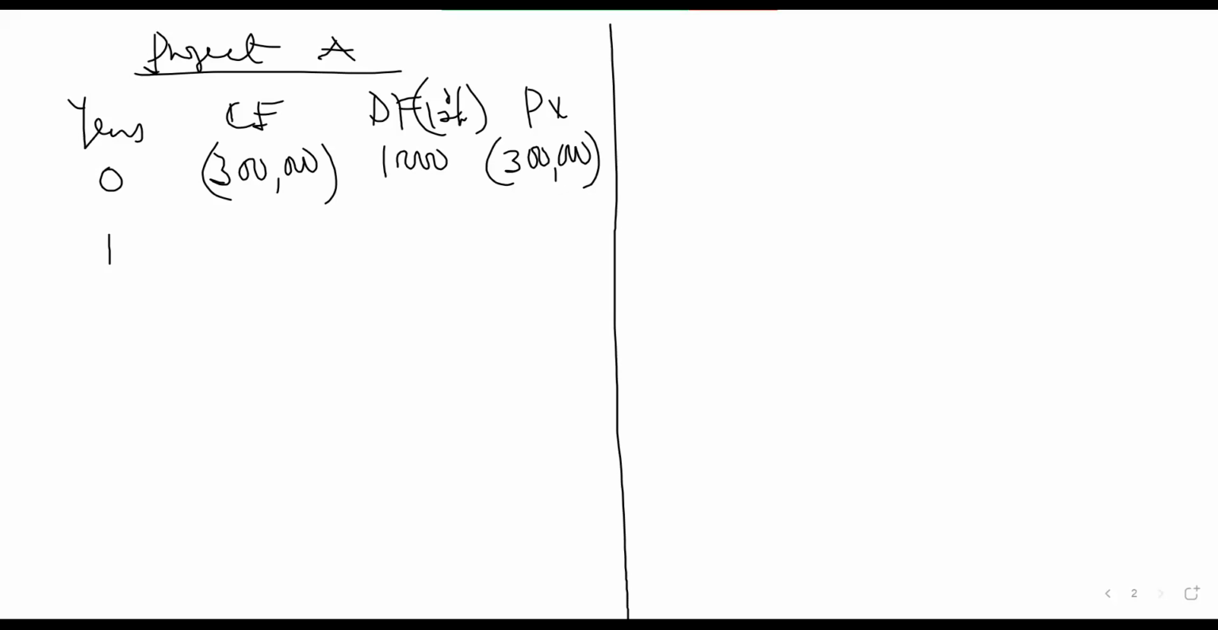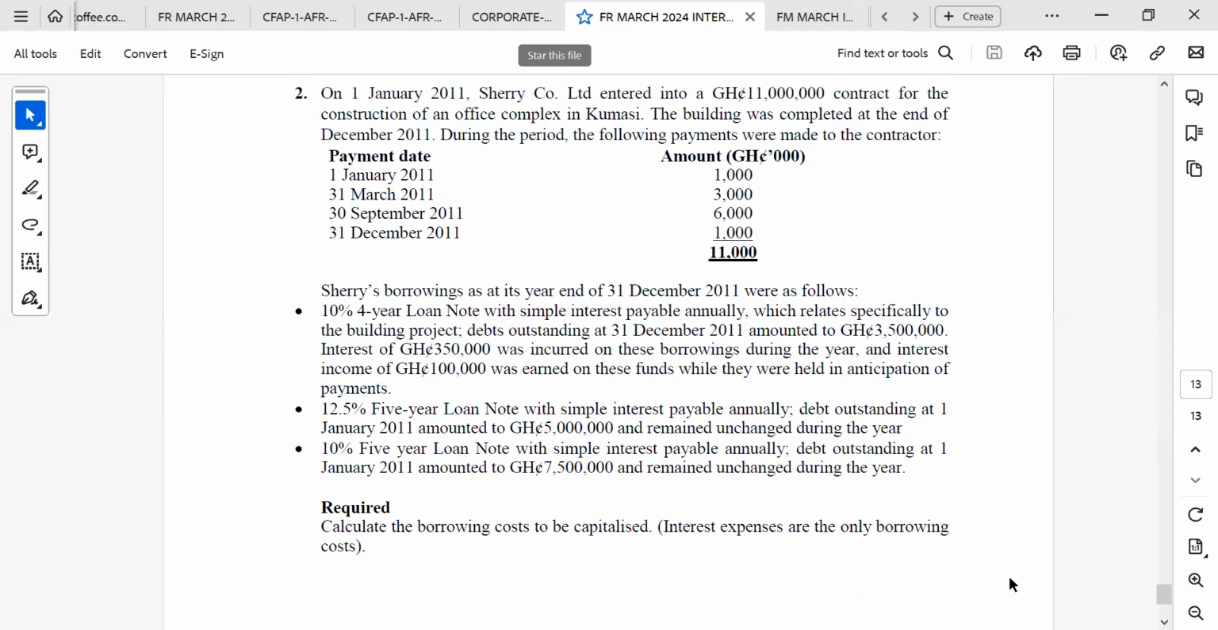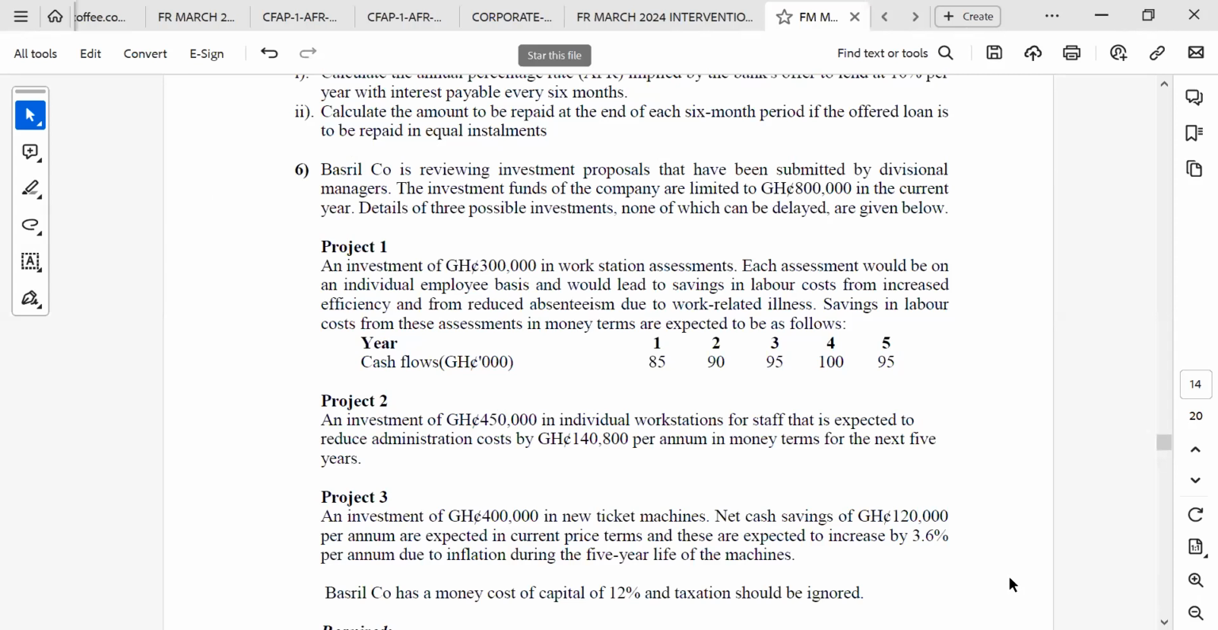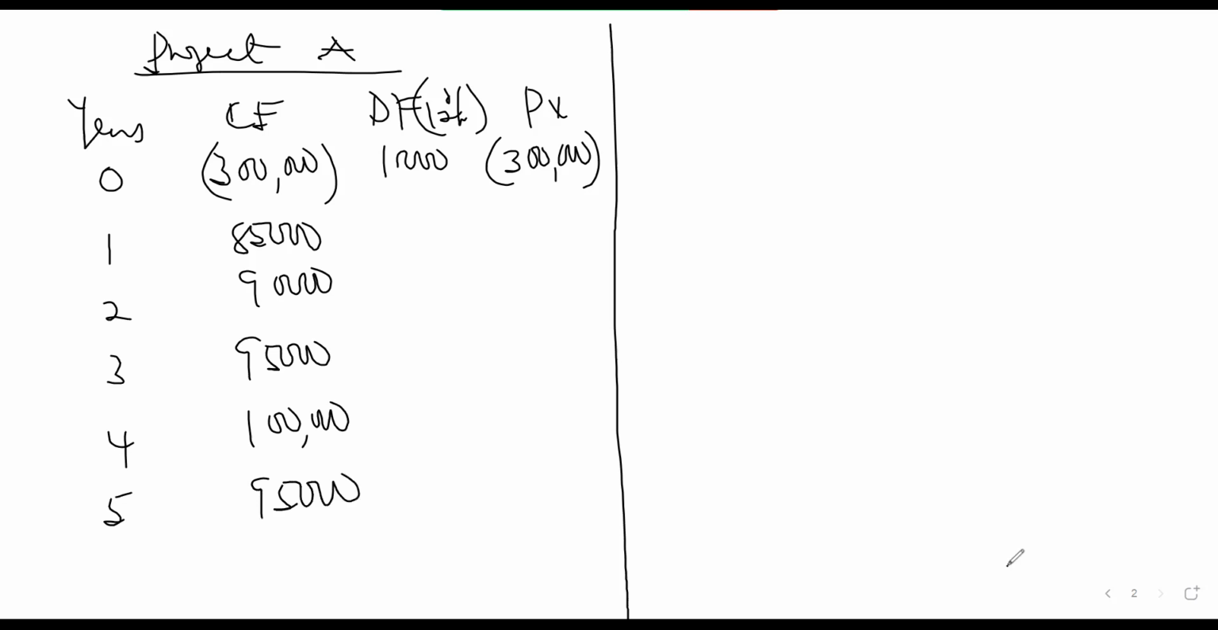What is the cost savings for year 1? That's 85,000. Okay. Year 2 is 90,000. Year 3 is what? 95,000. Okay. Year 4, 100,000. Okay. Year 5, 90... 95,000. Okay. So what will be the discount factor?